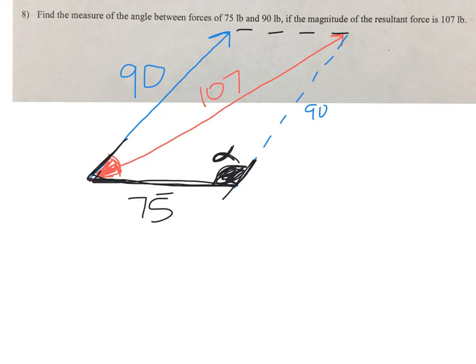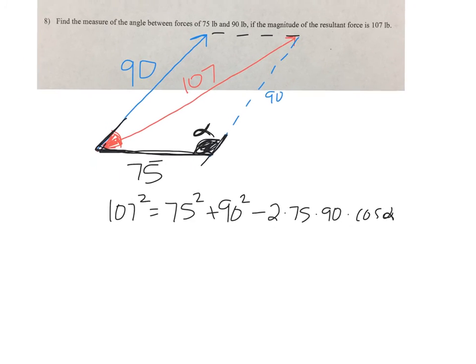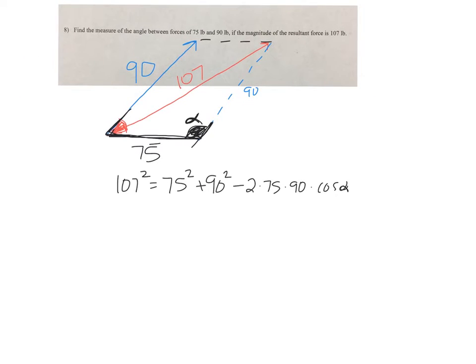If we set this up, 107 squared is the side opposite, so it goes by itself, equals 75 squared plus 90 squared, minus, that's a minus, not equals, let's erase that, minus 2 times 75 times 90 times the cosine of the angle across from 107. Okay, now I'm going to do a little slicksterness.